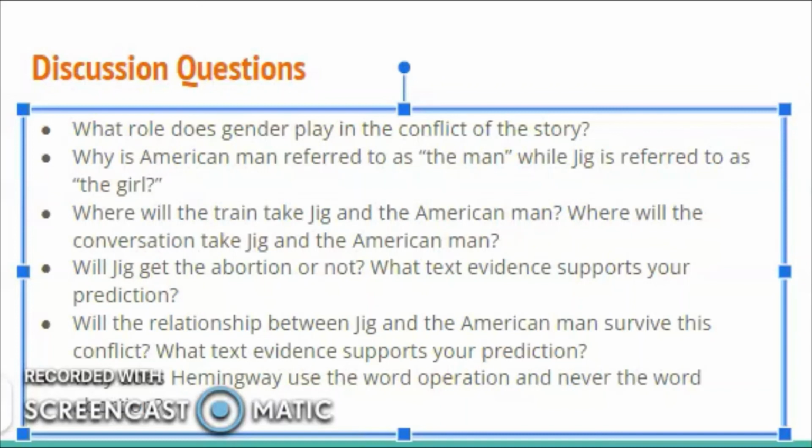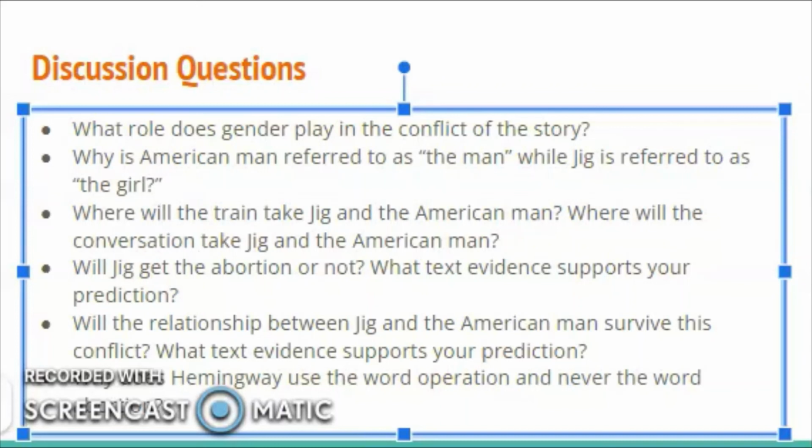So the first one is, what role does gender play in the conflict of the story? Next, why is the American man referred to as the man while Jig is referred to as the girl? Where will the train take Jig and the American man? Where will the conversation take Jig and the American man? Will Jig get the abortion or not? What text evidence supports your prediction? Will the relationship between Jig and the American man survive this conflict? What text evidence supports your prediction?